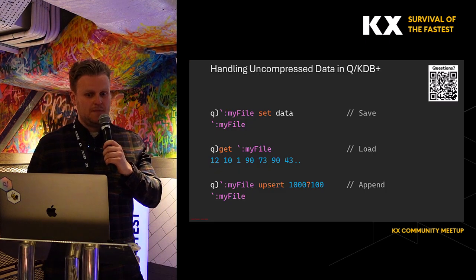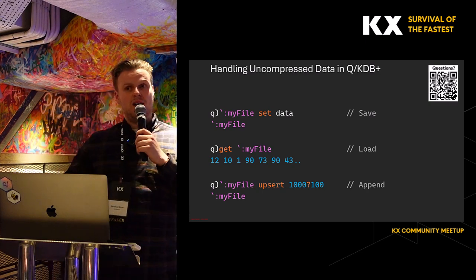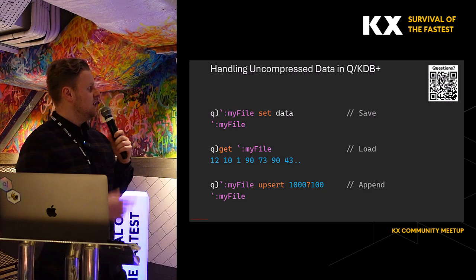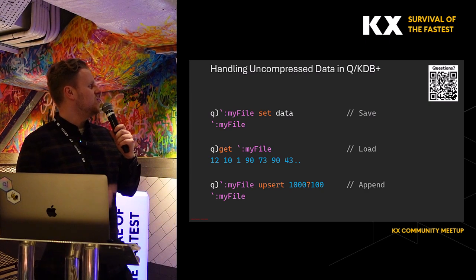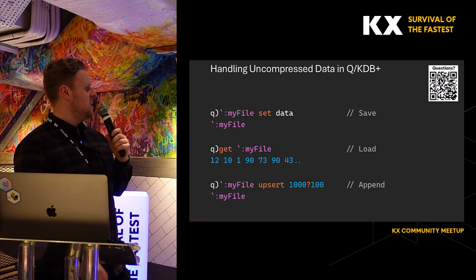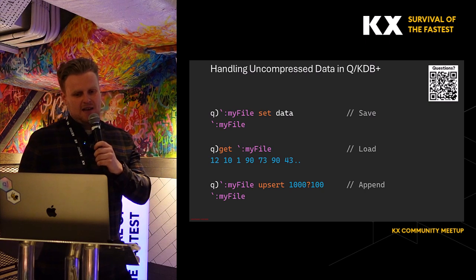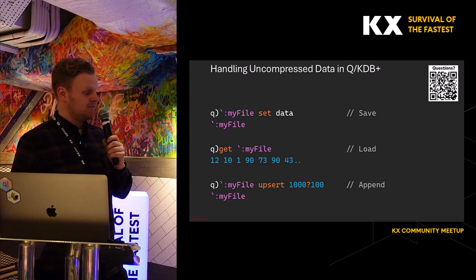KDB has its own features optimized for columnar storage and for time series analytics, and we're going to jump into that. So how would we do some common file operations normally in KDB for uncompressed data? Here I have a few simple code snippets. We use the keyword set with the file name on the left and the data, so that's how we would save data. We have how to get or load data, and then we also have upsert, which is how we can append data to a file.